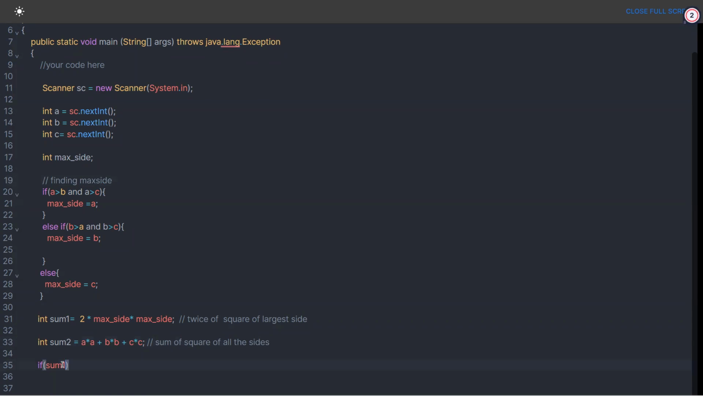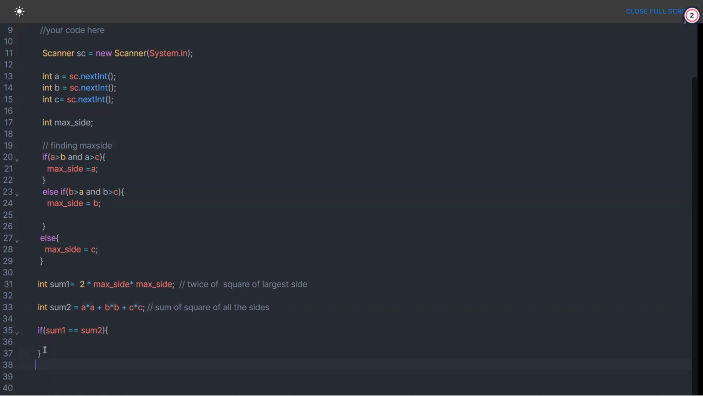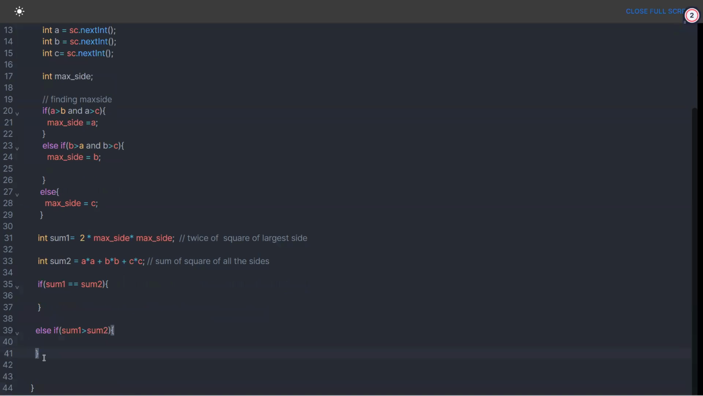So now we'll check the if conditions. Just read the problem. What it is saying, if sum1 is equal to sum2, that would be one case. Otherwise, else if sum1 is greater than sum2, and else if sum1 is less than sum2, that will be the third scenario. So now you have to just do the printing part.